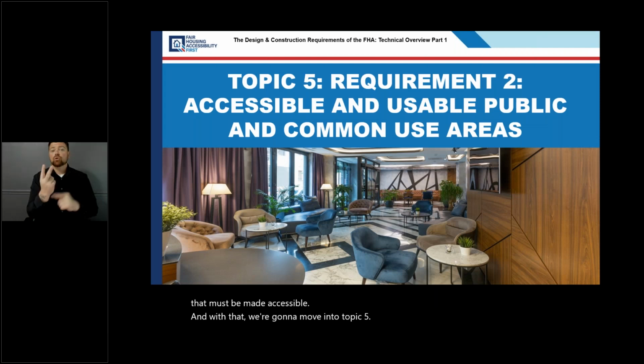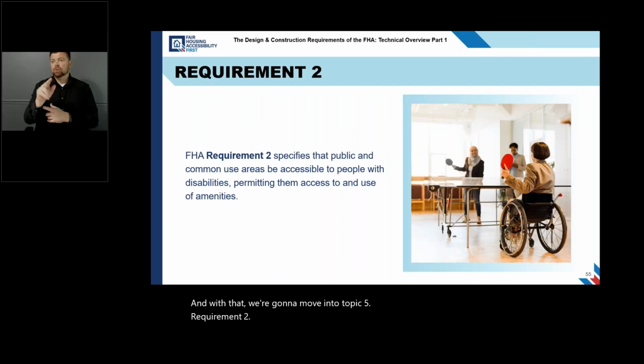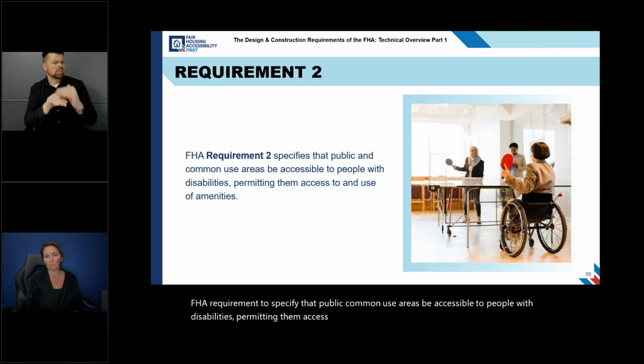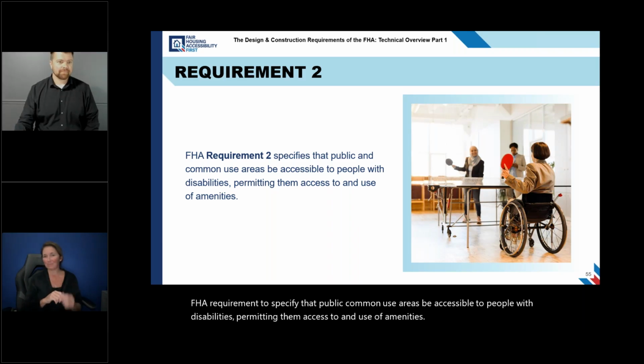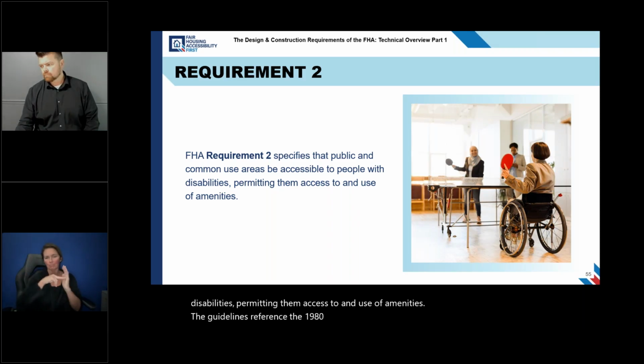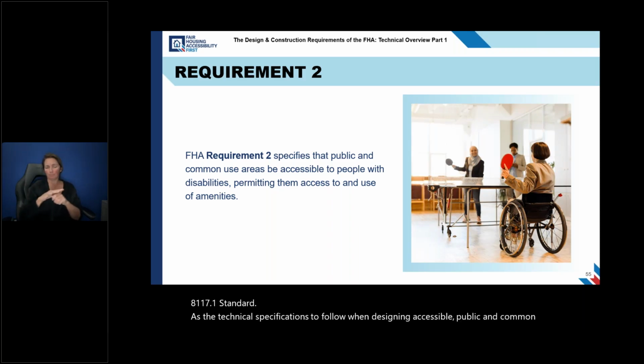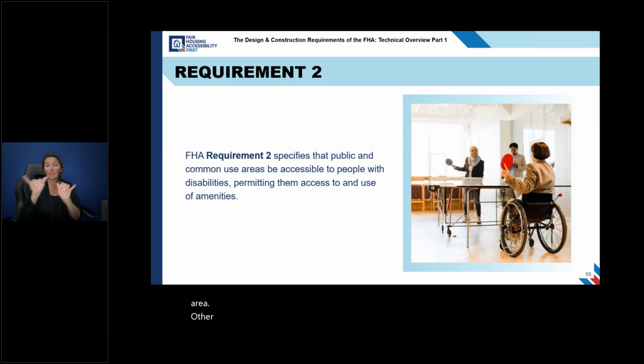Requirement 2. FHA requirement 2 specifies that public and common use areas be accessible to people with disabilities, permitting them access to and use of amenities. The guidelines reference the 1986 ANSI A117.1 standard as the technical specifications to follow when designing accessible public and common use areas. Other accessibility standards may be followed, but they must be as accessible as the ANSI standard 1986.